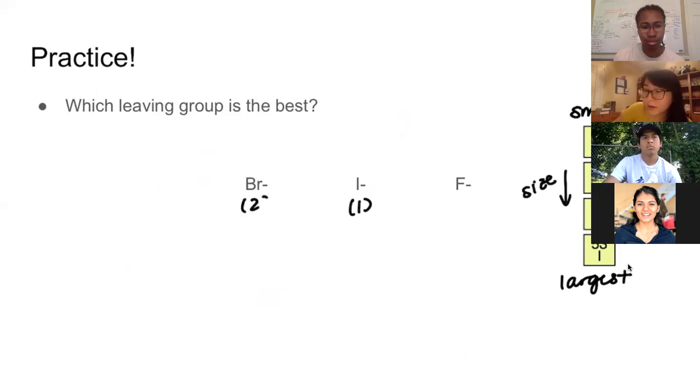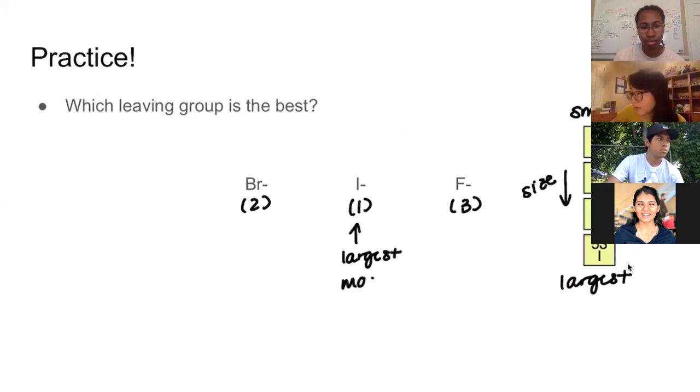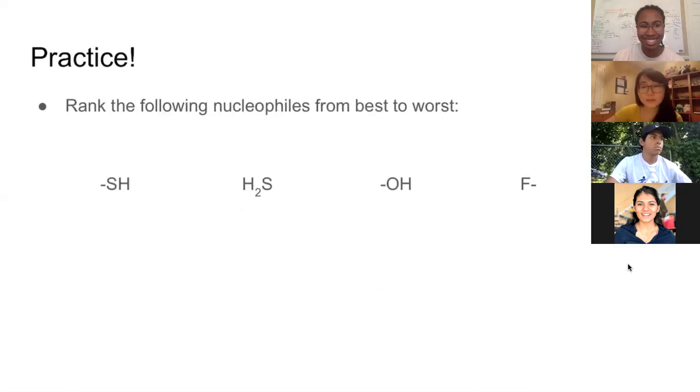Then it's going to be bromine, then fluorine. Remember, he's the largest. He's going to be the most polarizable. And that's why he's the best leaving group. So on to the next one.